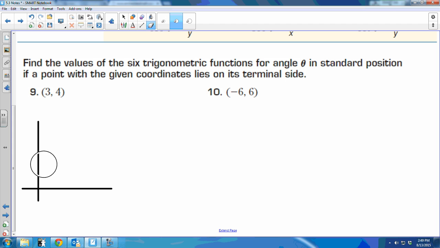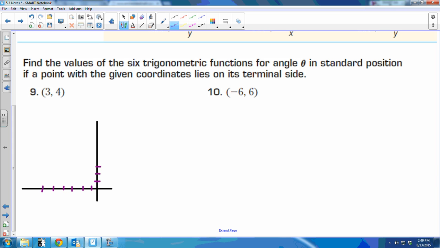In this one, we have the point negative 6, 6. So 1, 2, 3, 4, 5, 6. Here is my terminal side. Now, technically, that's representing this angle, right? It says an angle in standard position. That's this angle. But we're going to draw the triangle using the reference angle. And a reference angle is between the x-axis and the terminal side. So here is my triangle.